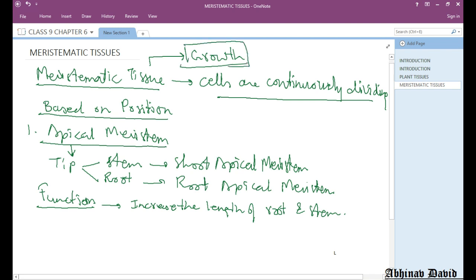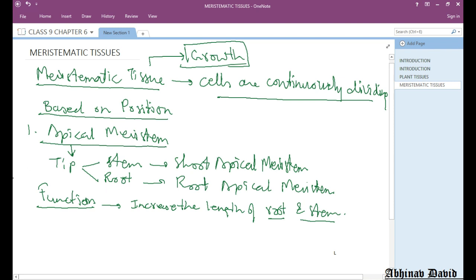Now we know that growth can take place lengthwise as well as widthwise. So these apical meristem tissues help in the length of the root and stem. Wherever the growing areas are present in the plants, there will be meristematic tissues.